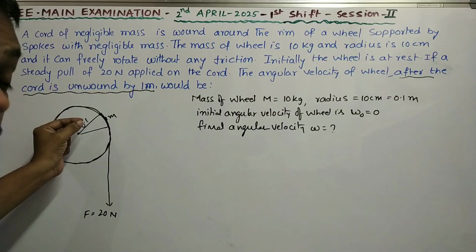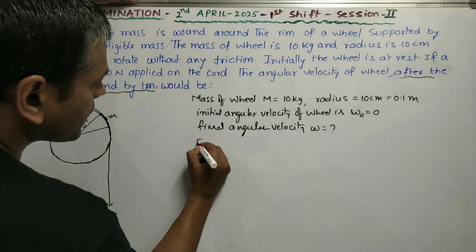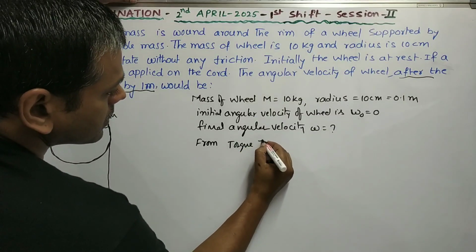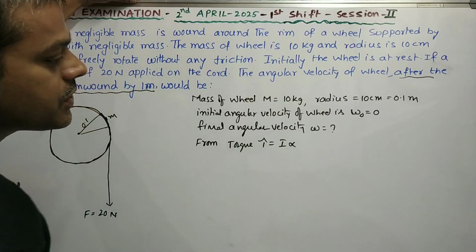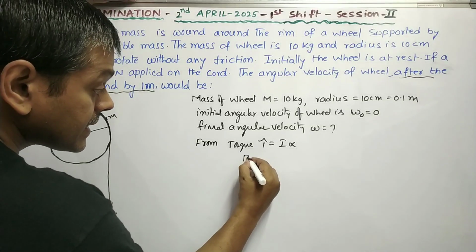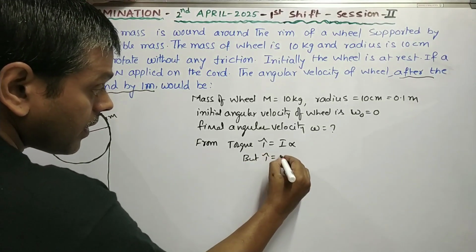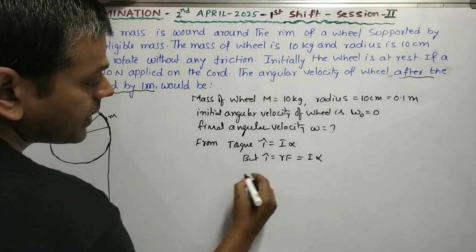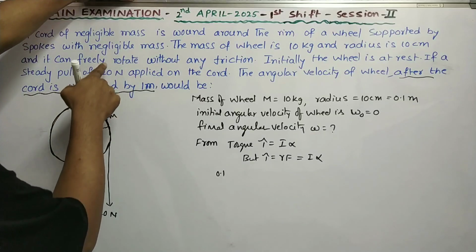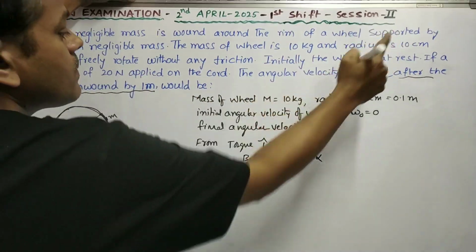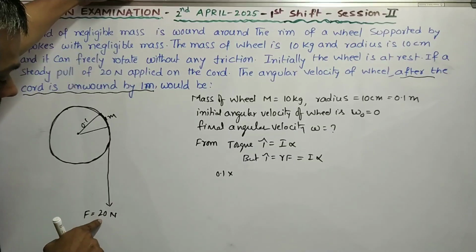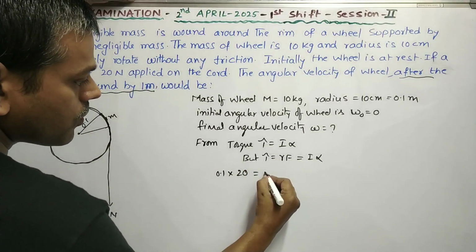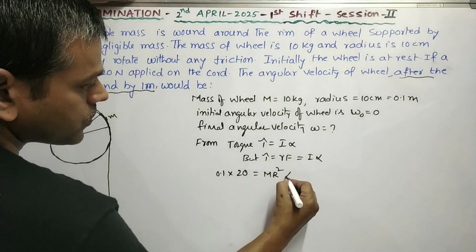So when you apply a pulling force, the wheel starts to rotate. That means a torque is applied on it. Torque tau is equal to moment of inertia times angular acceleration. But torque is also r cross F, that means rF. So rF is equal to I alpha. Here r is the radius of the wheel, 10 centimeter, which means 0.1 meter, times F, the force acting on it, 20. Okay? This is equal to I, the moment of inertia of the wheel, which is mr square, times alpha.